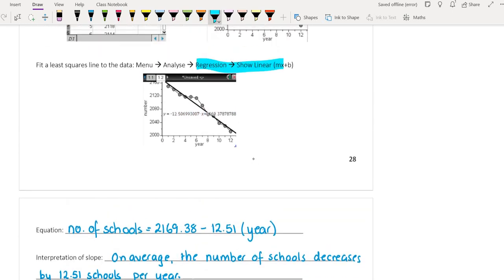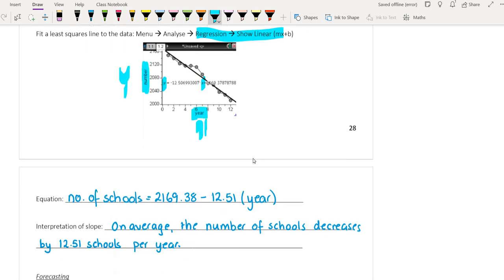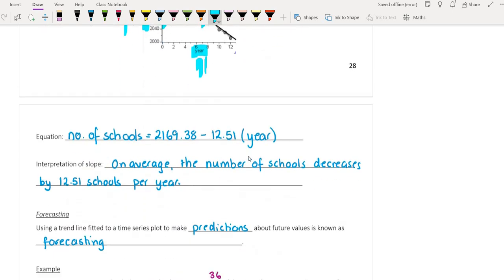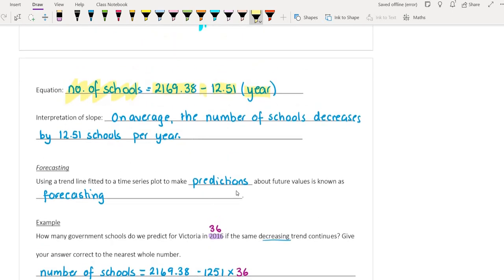Now obviously our equations are in terms of x and y, you need to know what x and y are, so y is over here, obviously x is over here. And putting x and y into context, we can come to this equation over here, that number of schools in Victoria will equal this minus this times year. So that's all done on the CAS. And after we have our equation, we can use it to make some predictions.